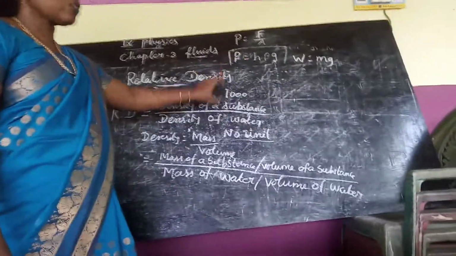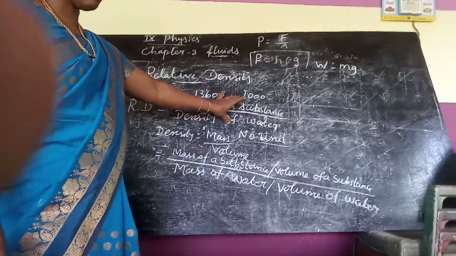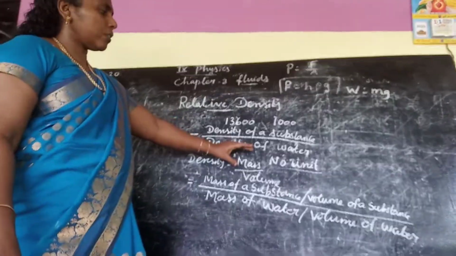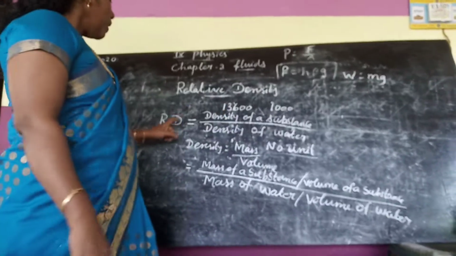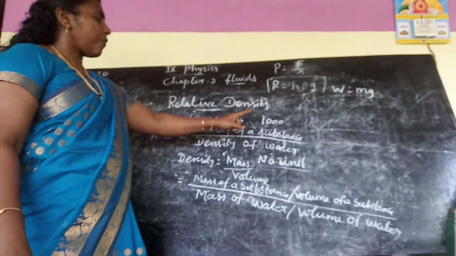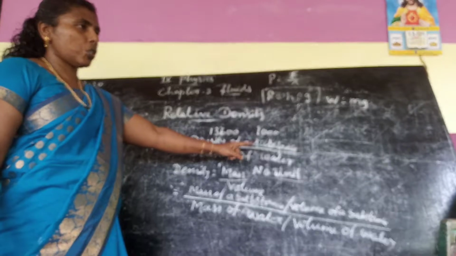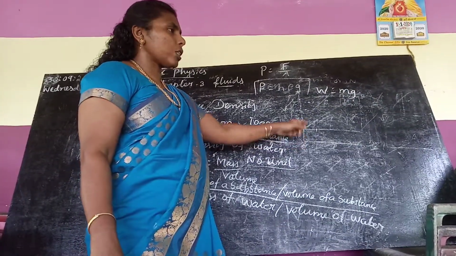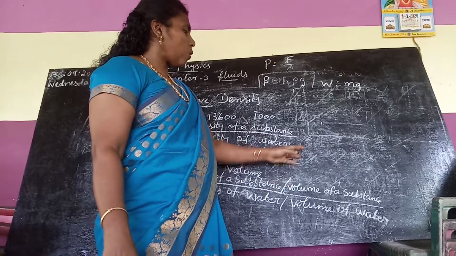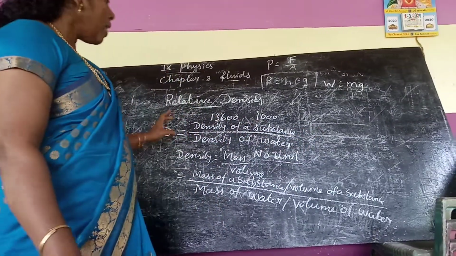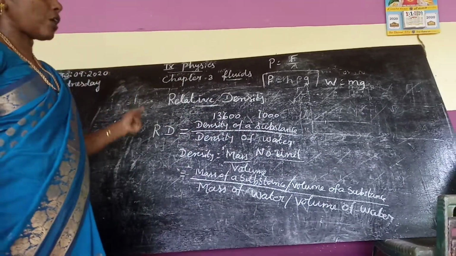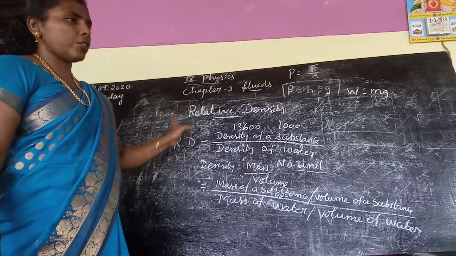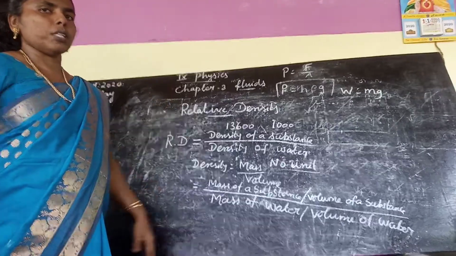By using this formula, we have to do the problem. Your exercise problem is there. After this lesson, we can do that problem. Relative density equals density of a substance divided by density of water. The density of the substance is given in the question, and the density of water is 1000. Just divide, and you will get the answer. What unit do you have to write for relative density? No need to write any unit, because relative density has no unit.